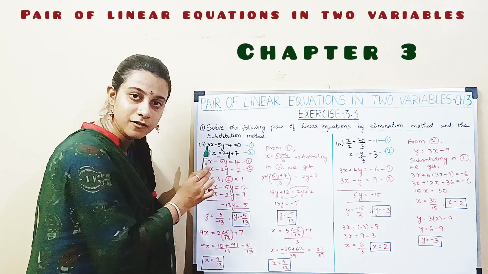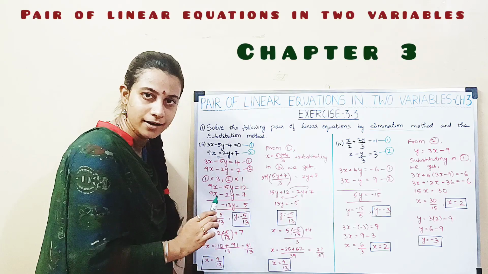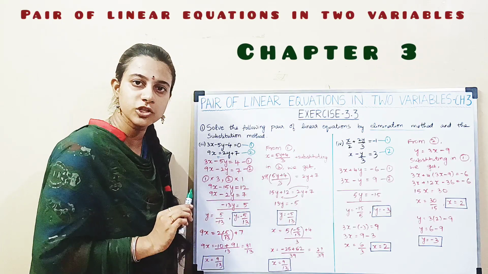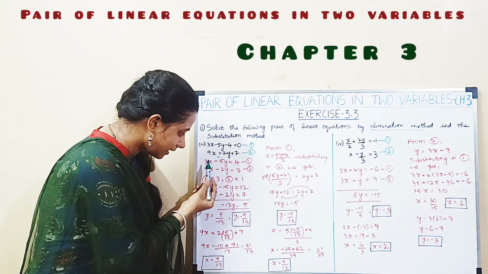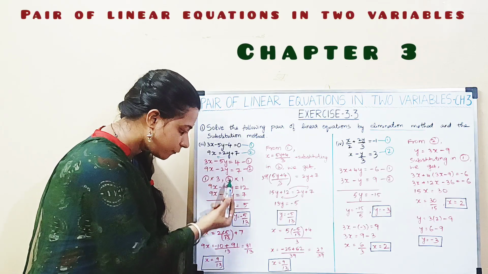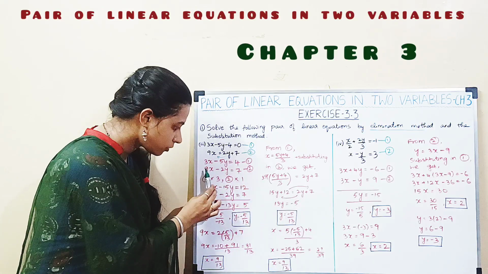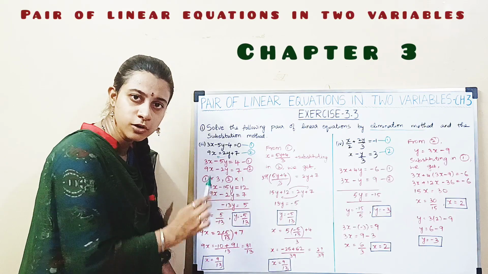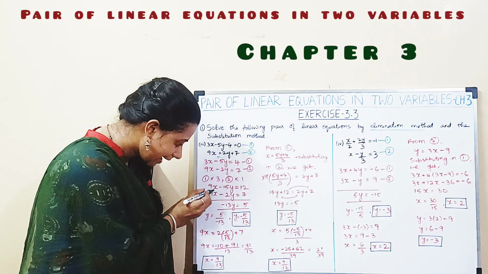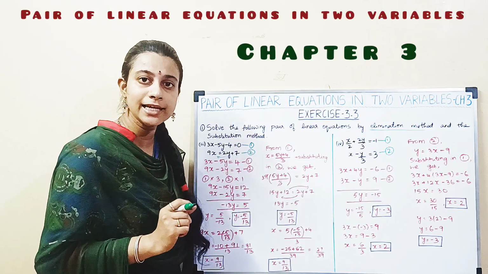So 3 into 3 we will get 9, and the second equation we can multiply by 1, that is, we keep the second equation as it is. First equation into 3: 9x minus 15y equal to 4 into 3, 12. Keeping the second equation as it is, we get 9x minus 2y is equal to 7. Here we can see x has 9 as coefficient in both equations, and the sign is the same.